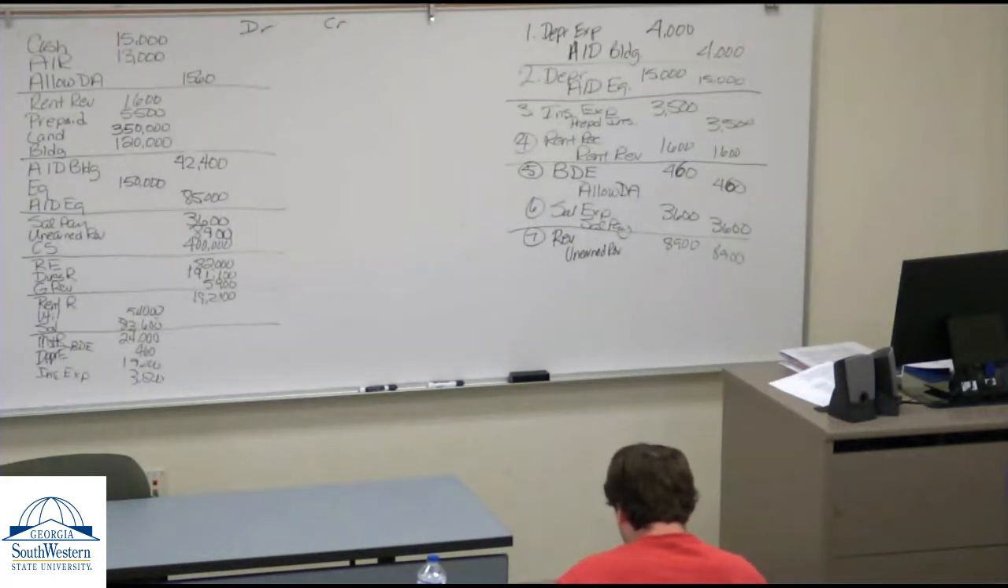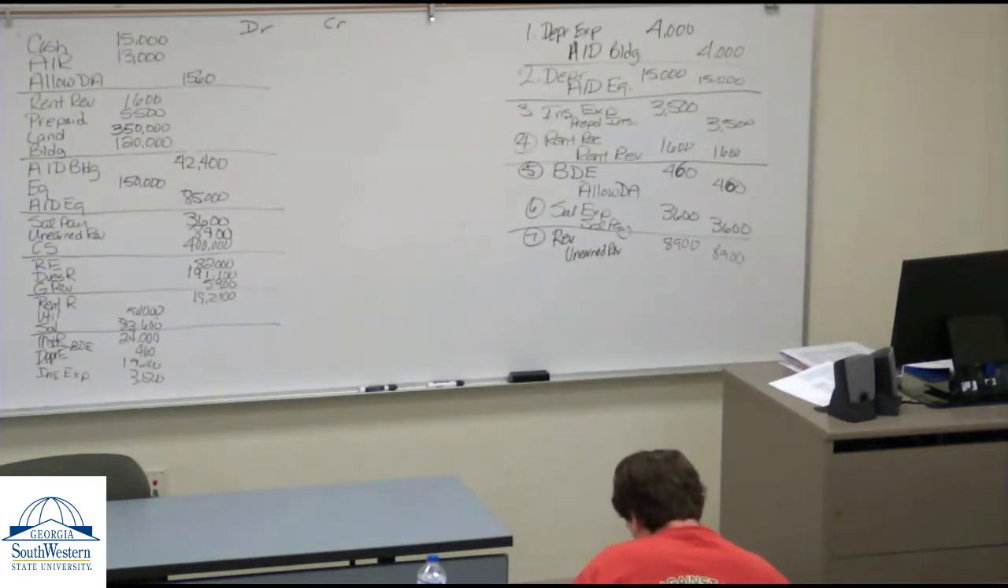The only thing I'm saying is I understand it all, except anytime it's a trial balance debit and you have a credit, you subtract. Anytime you have a debit and a debit, you add. Anytime you have a credit and a credit, you add. Yes, that's right. So any other questions?